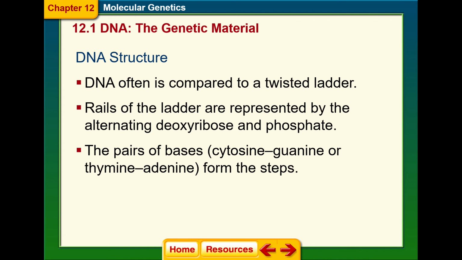The double helix structure of DNA is often compared to a twisted ladder. The alternating deoxyribose and phosphate backbone make up the rails of the ladder, and the base pairs form the steps to hold the two rails together. The rails, or phosphate deoxyribose backbone, are held together by phosphodiester bonds, while the steps of the ladder, or the base pairs of adenine and thymine, or cytosine and guanine, are held together by hydrogen bonds.